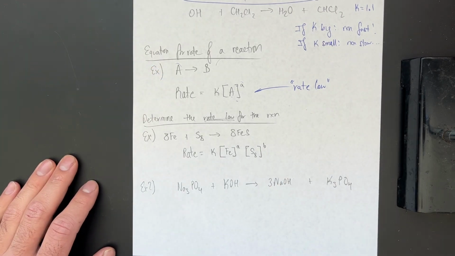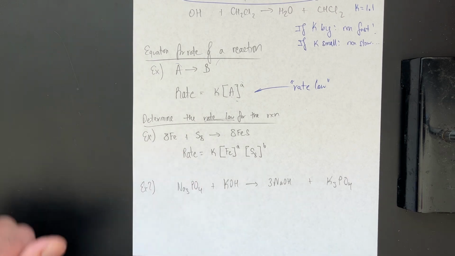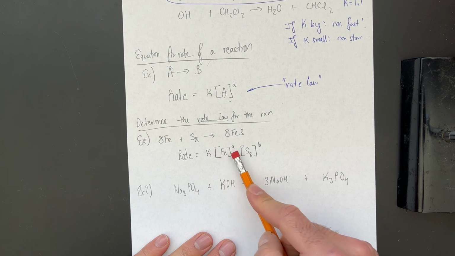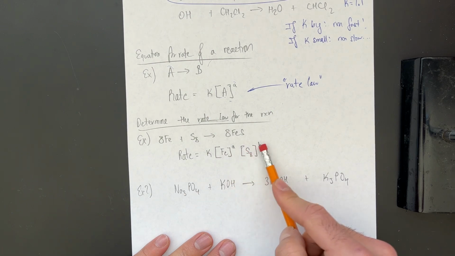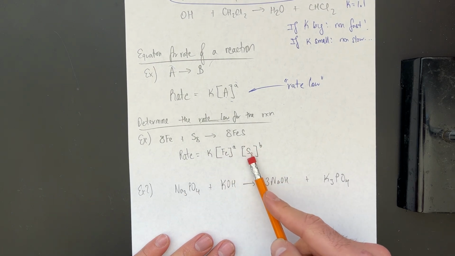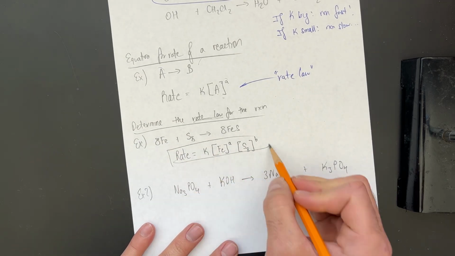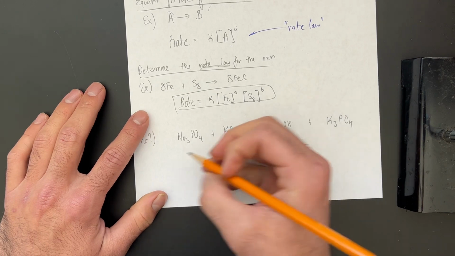Now, if you go on and take more chemistry, you'll learn that I'm actually simplifying a little bit for you guys, but it's okay. This is just the basics, right? So K times the concentration of Fe to the power of A, and the concentration of S8 to the power of B is your rate equation for rate.